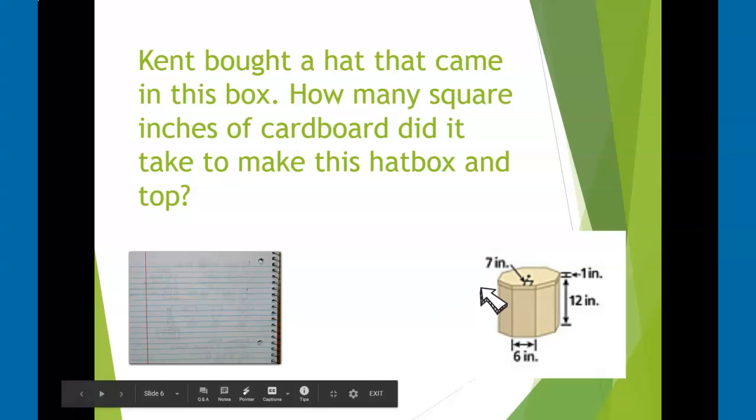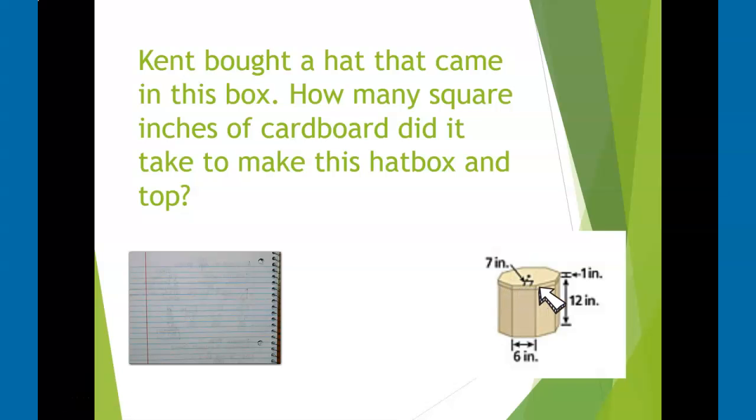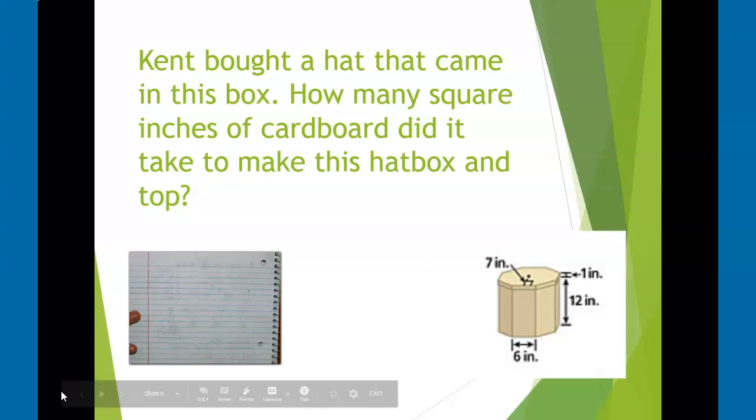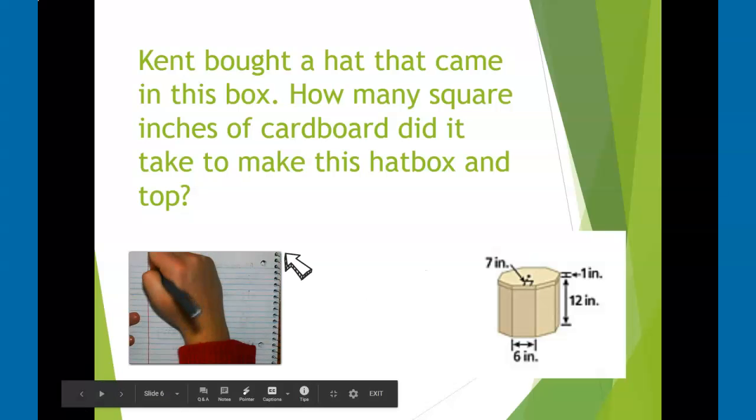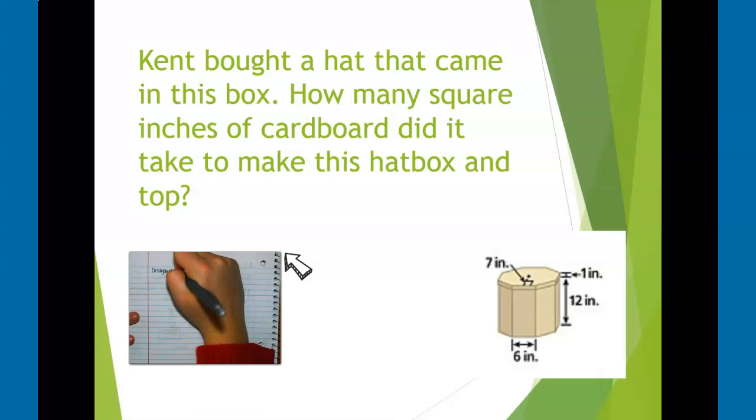So the first thing we're going to do is identify this shape. This shape has 1, 2, 3, 4, 5, 6, 7, 8 sides. So I want you to pause and write down the name of the figure in your notes. You should have written octagonal prism.